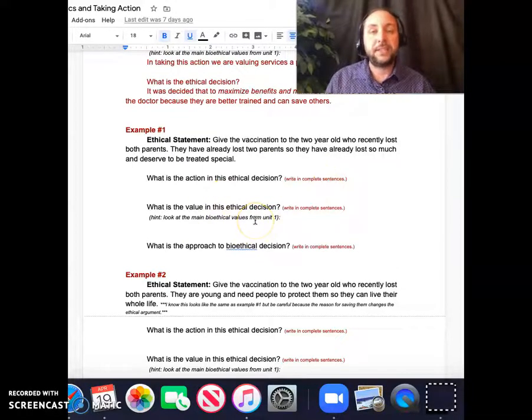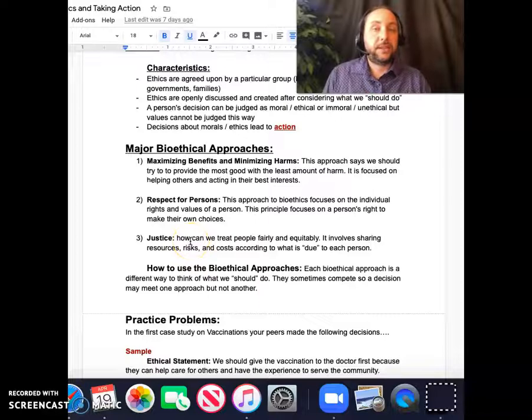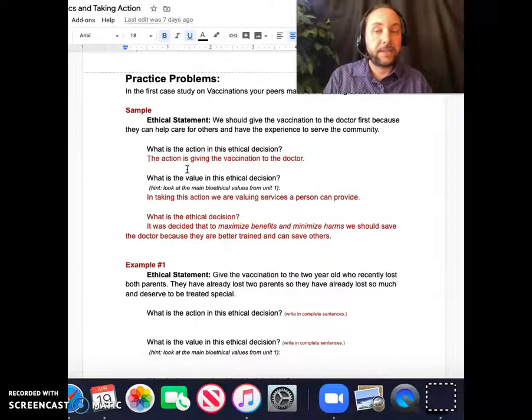Some of you struggled in identifying the value, and I think that's because you didn't go back to your notes from week 1 and look for those common values within bioethics. I wanted a bioethical value here, not just your own feelings about what was being valued. So in this case, we're valuing equity, right? That people get what they need based upon what they already have. The major bioethical approach then, if you go back up here, is an approach of justice, right? It's not about respecting persons or maximizing benefits and minimizing harms.